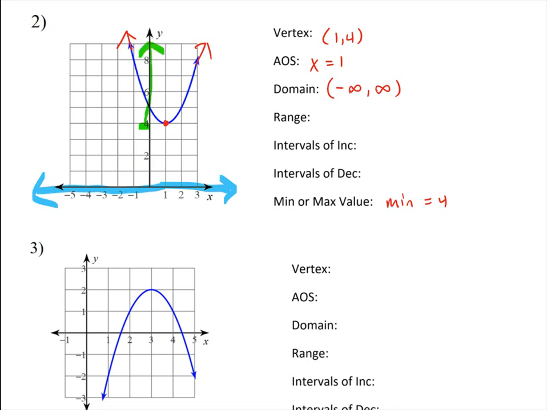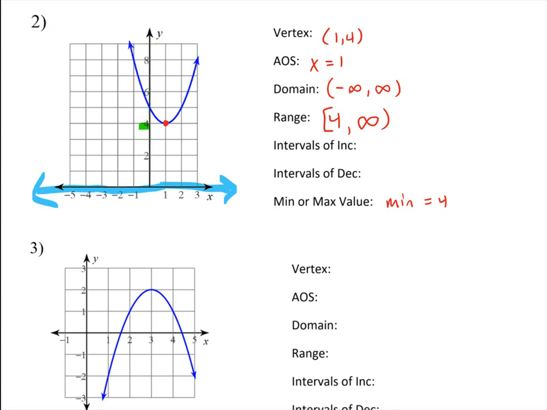Okay, so when we write this, remember the first value is the lowest, so the lowest is 4, right? And we count the 4. And the highest it goes, well, it goes up forever, so positive infinity. And we have your bracket. Okay, so remember domain and range, you might use the bracket. It's intervals of increase and decrease where you will never use the bracket, right? So that's domain and range.